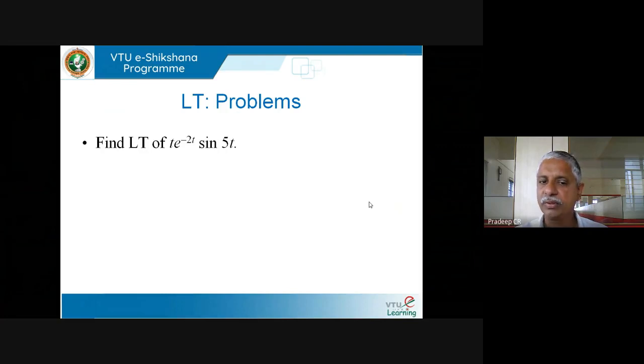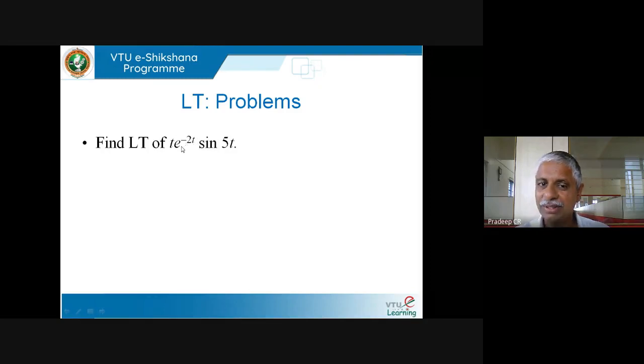I think this is what we will do. Laplace of t e power minus 2t sine 5t. How do I do this? You see, the problem would have been easy if instead of giving 2, they had given me only 1. Here t is there, e power minus 2t is there, sine 5t is also there. Three of them are there. If only 2 of them were there, it would have been very easy.